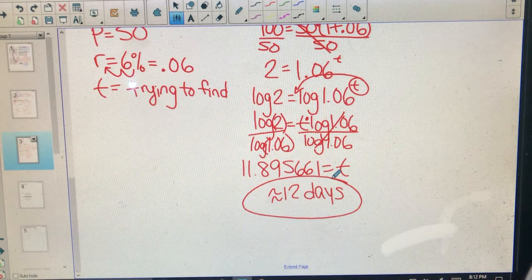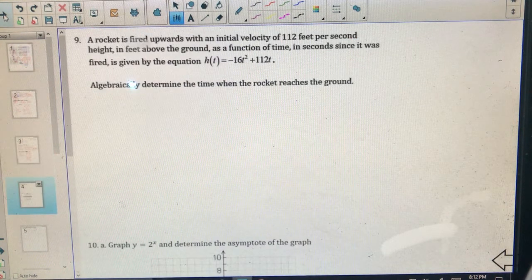All right, next page. Number 9, a rocket is fired upwards with an initial velocity of 112 feet per second. Height in feet above the ground as a function of time in seconds since it was fired is given by the equation h of t, which remember just means y, is equal to negative 16t squared plus 112t. Algebraically determine the time when the rocket reaches the ground.